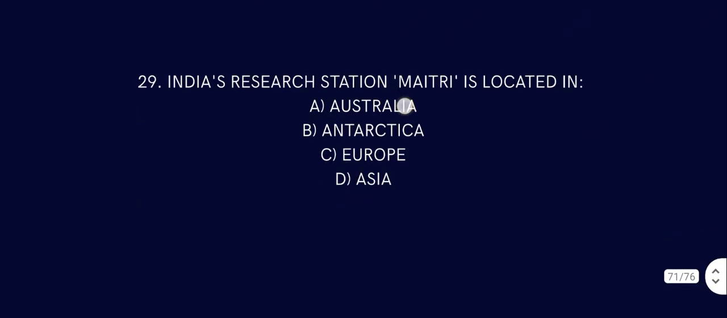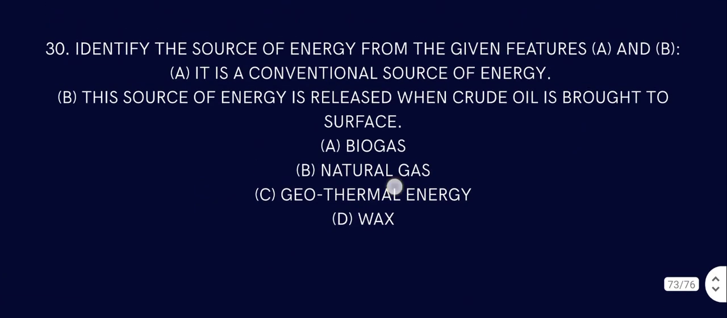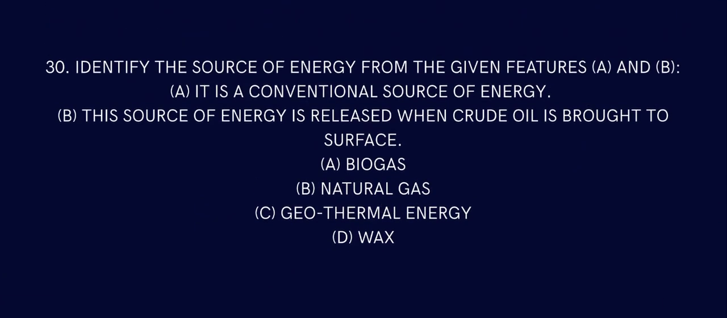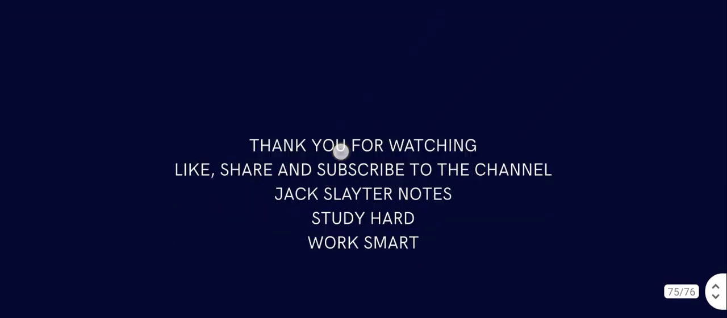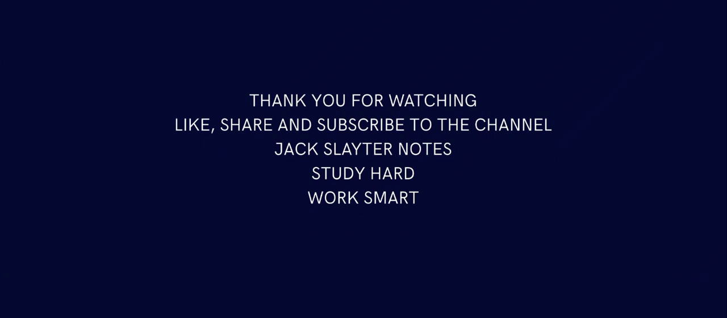Now, question number 29. India's research station Maitri is located in Australia, Antarctica, Europe, or Asia. Everybody knows that. Your answer is Antarctica. And the last question of the day: identify the source of energy from the given features A and B. It is a conventional source of energy. This source of energy is released when crude oil is brought to the surface. And the answer is what? Natural gas.